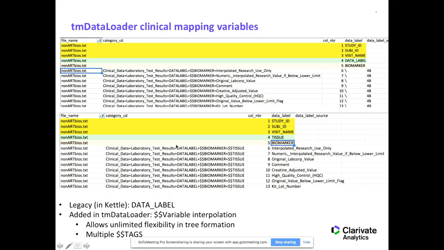And then down here, we're using two tags rather than the ETL approach. The text string that you type is arbitrary, but it needs to match something in the data label column.